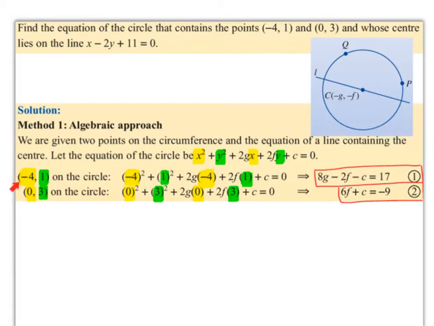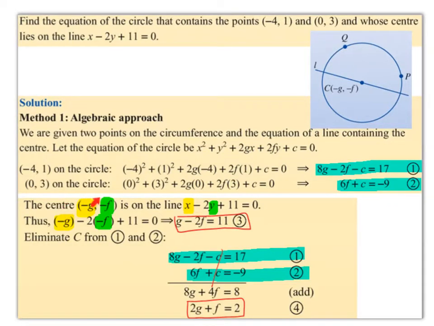Doing the same with the point (0, 3), we'll swap each of the x's for 0 with brackets, each of the y's for 3 with brackets, multiplying out the brackets, and simplifying we get 6f + c = −9. So letters on the left and constants on the right, and notice that there is no g term, that's fine, and this is equation 2.